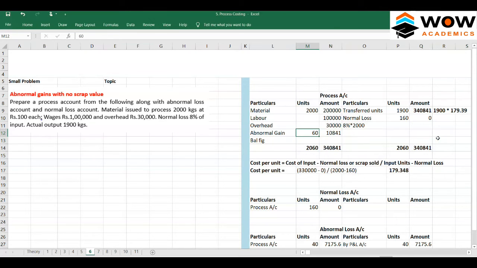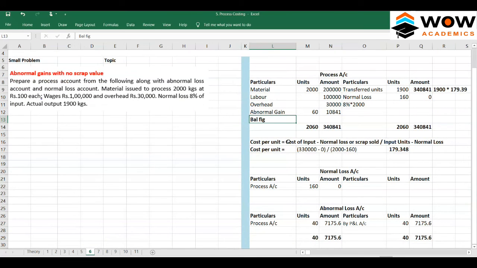If you have any doubt regarding whether it would be 10,841, you can just multiply 60 into 179.39. Okay, you can just multiply and see whether you get the same value. You will get the same value. So you could see here it is 10,763. Okay, see, there's some rounding mistake. You don't need to worry much about that. It is coming towards a similar number. So this is about the problem here. The balancing figure is the important one.